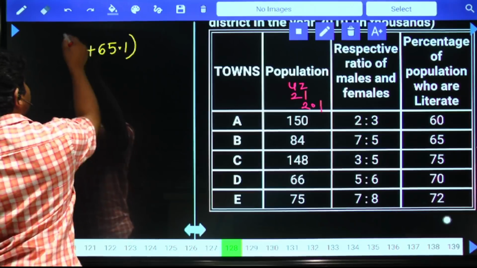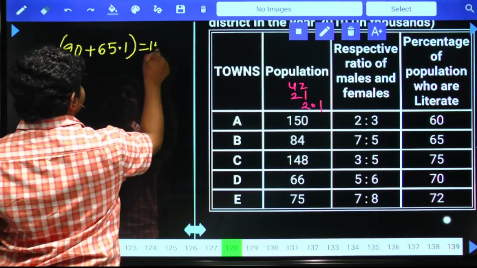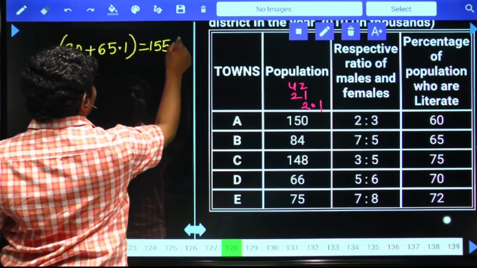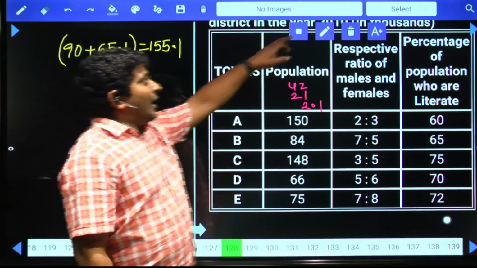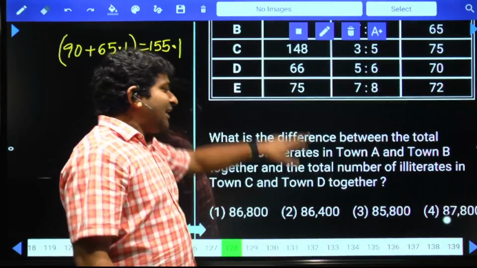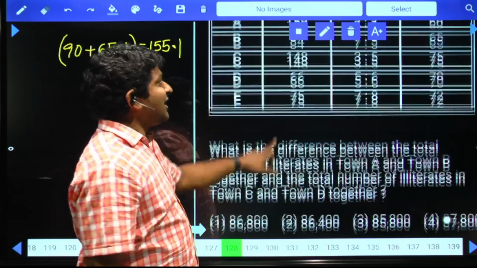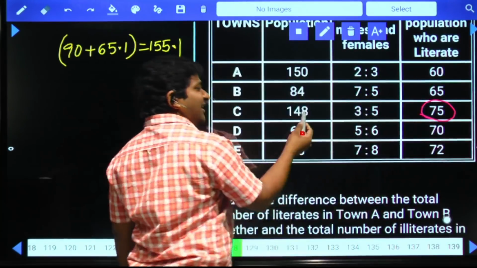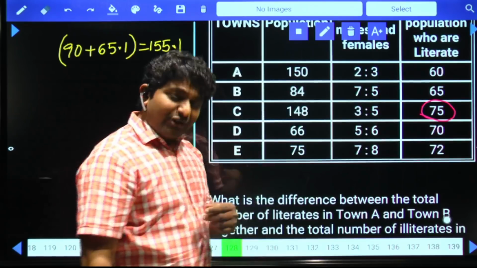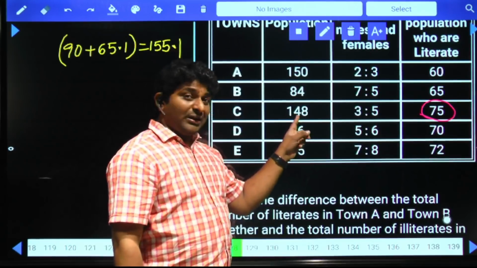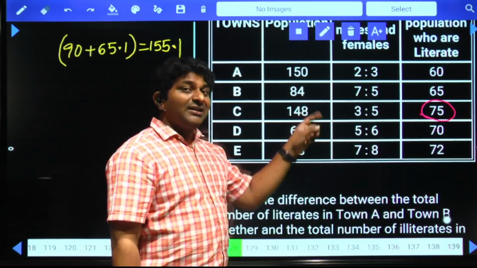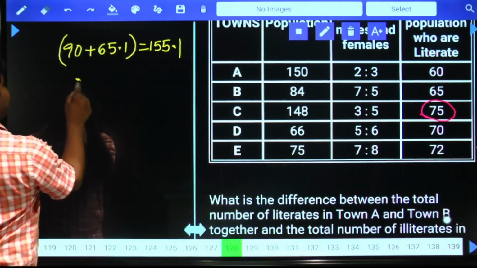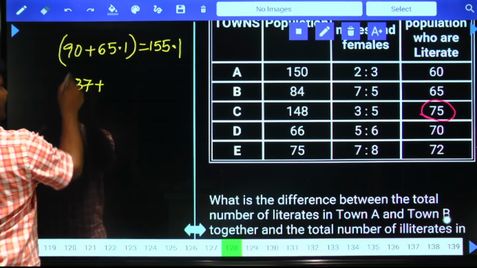65.1. These are literates. That value is 155.1. And then illiterates from CD together. Illiterates. If 75% are literates, illiterates are 25%, which is equal to 1/4. 4, 3 times and then 7 times. That is 37%.